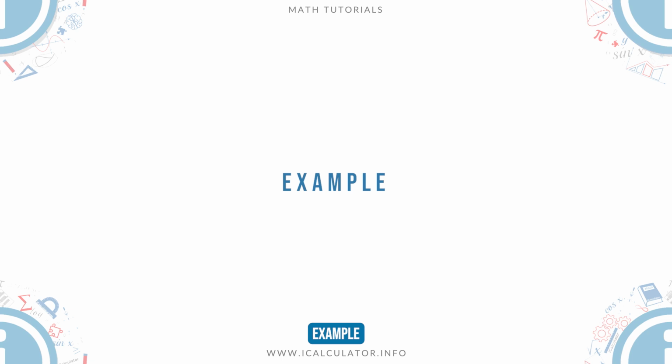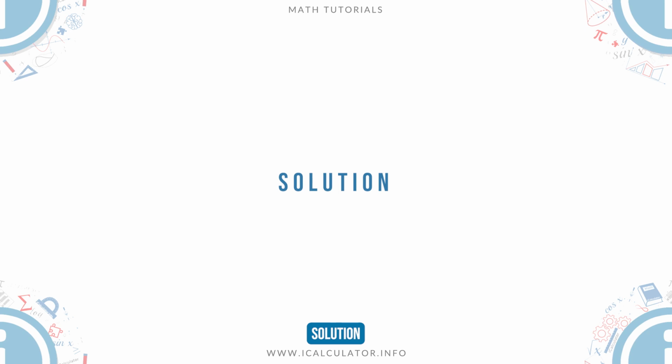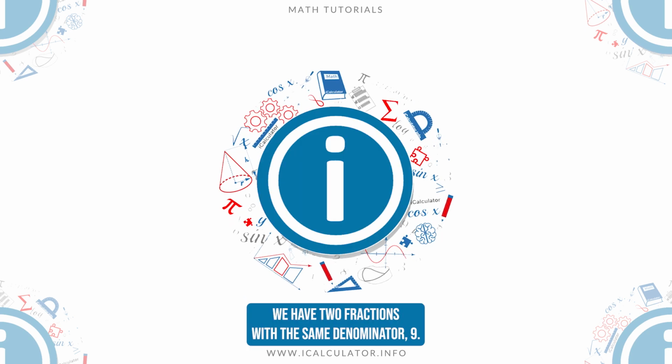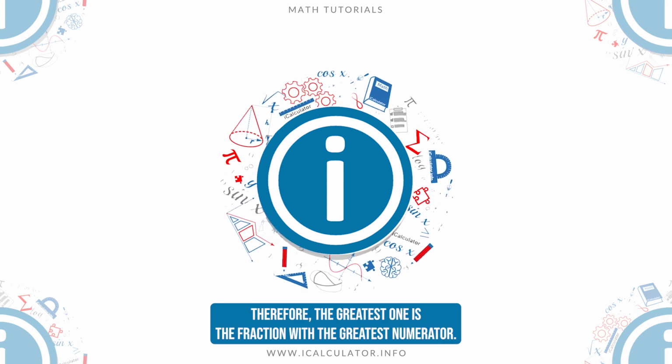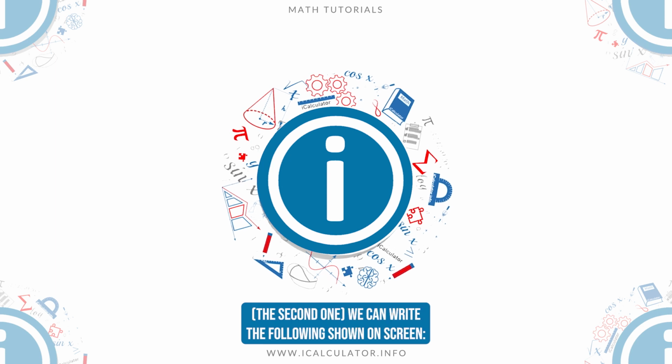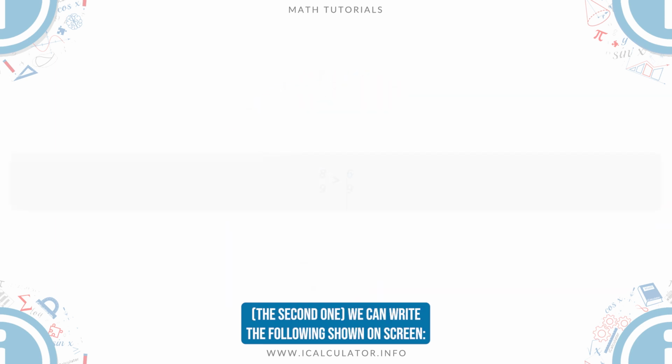Example. Which fraction is the greatest? Solution. We have two fractions with the same denominator, 9. Therefore, the greatest one is the fraction with the greatest numerator, the second one. We can write the following shown on screen.